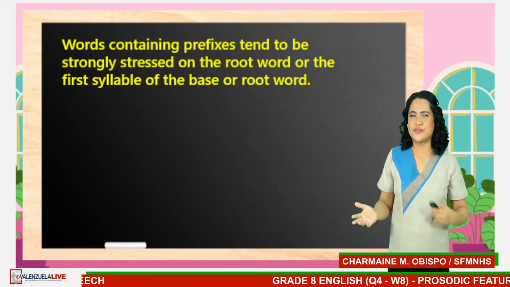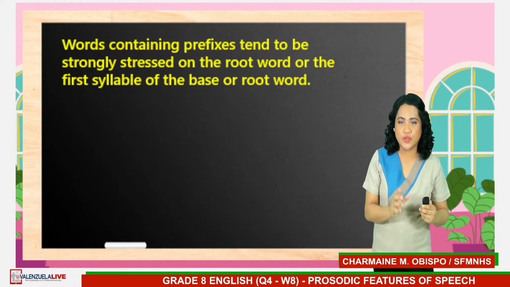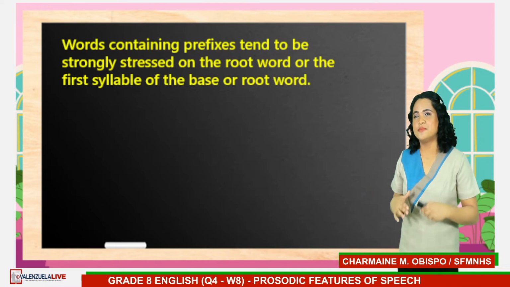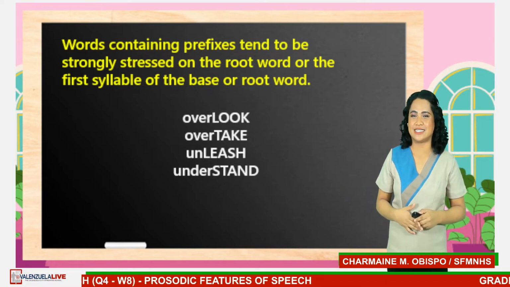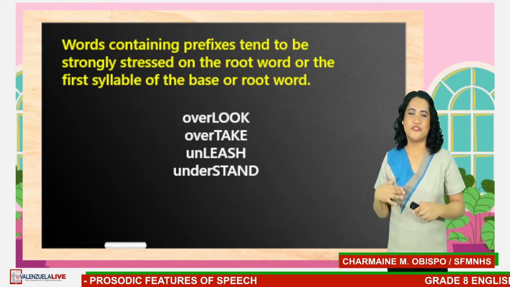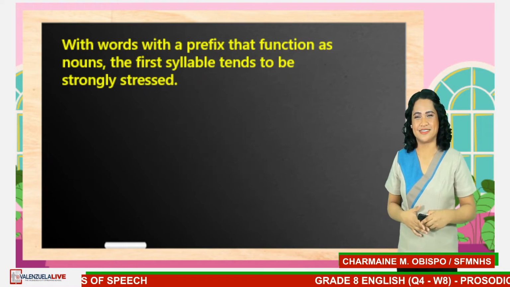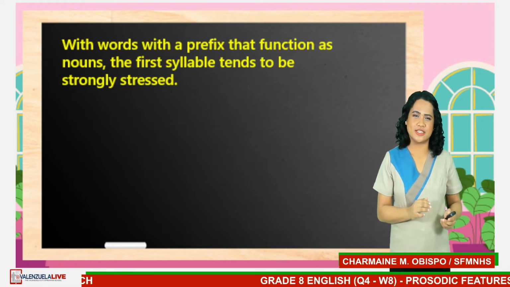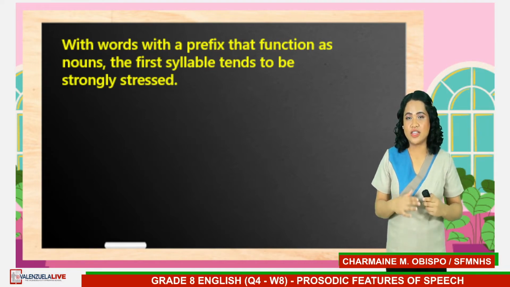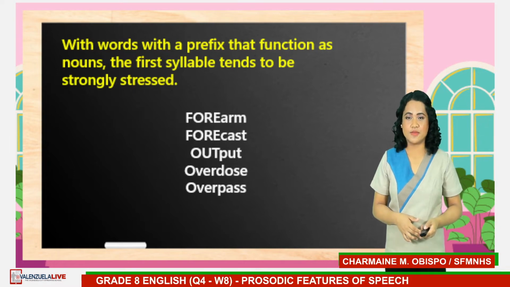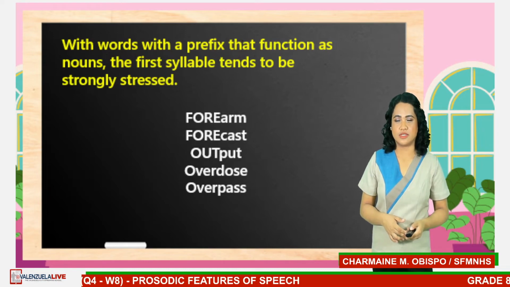Next, as a general rule, words containing prefixes tend to be strongly stressed on the root word or the first syllable of the base or root word, just like with the following verbs that begin with prefixes. Overlook, overtake, unleash, understand. However, for some words with a prefix that function as nouns, the first syllable tends to be strongly stressed. For example, forearm, forecast, output, overdose, overpass.